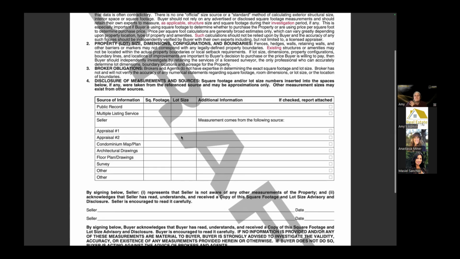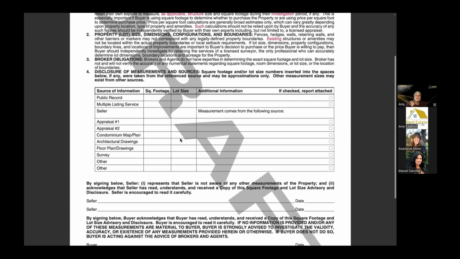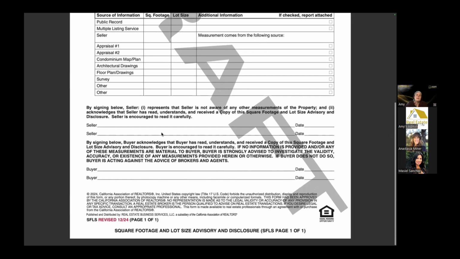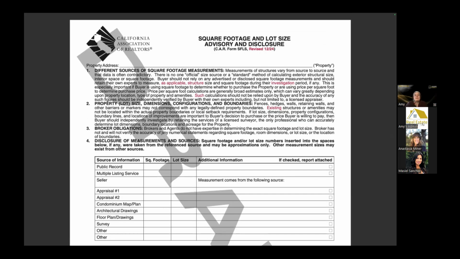All right, thank you. Yep, absolutely. And from the seller's point of view, it's like, hey, I'm just disclosing what's on public record and what's showing up on the MLS. If the seller has a discrepancy, they can put it in there, whatever it might be. So I like this form. That's your square footage and lot size advisory and disclosure.